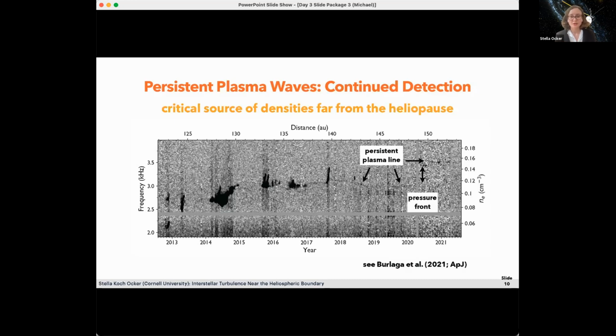Now you'll also notice that the persistent plasma line reveals this really intriguing density jump in mid-2020, which actually corresponds to a pressure front that was detected in the magnetic field data from Voyager 1. The exact origin of this magnetic pressure front remains a little bit of a mystery because we don't see any of the plasma oscillation event activity that we normally see for shock waves that originate within the heliosphere. And so it appears that this pressure front may in fact be a structural feature of the very local ISM.